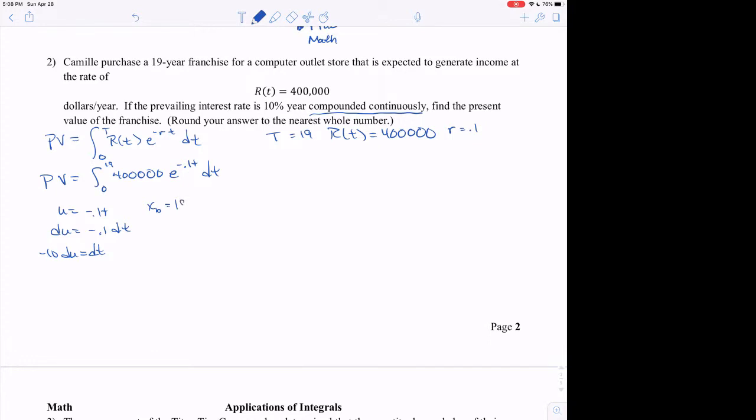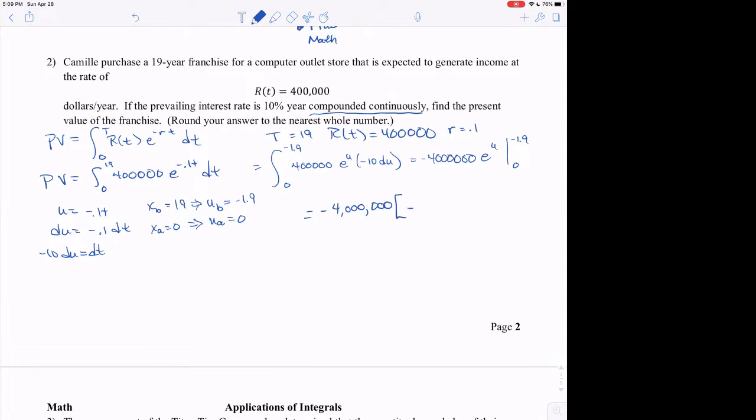x sub b equals 19. Then u of b equals negative 1.9. x of a equals 0. Then u of a equals 0. So this integral becomes from 0 to negative 1.9, 400,000 e to the u times negative 10 du. Which equals negative 4,000,000, it's not 400 now, e to the u between 0 and negative 1.9.